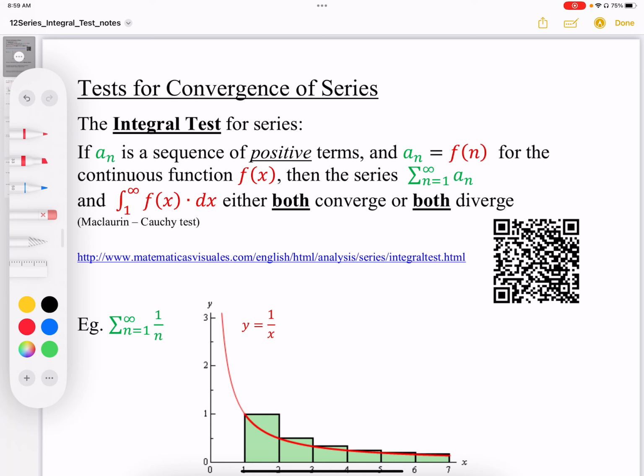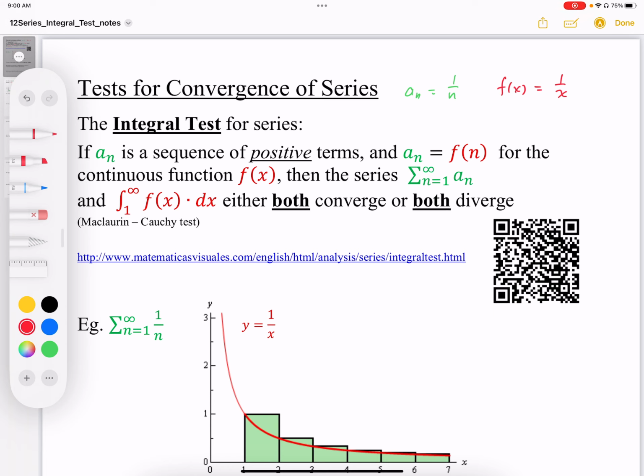If we have a_n, which is a sequence, if we can express that a_n as some function of n or a function of x, an example would be this. We could say that a_n is the harmonic sequence, 1 over n, and then we can express that same a_n as a function of x, as 1 over x. So what we're doing is converting the sequence into a function. And what we're going to then do with this function is say that these two, the sequence and the function, behave similarly.